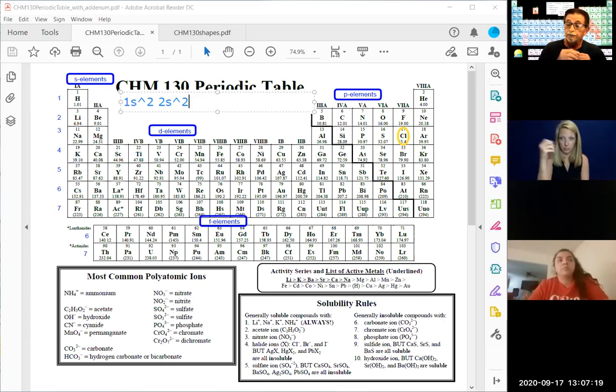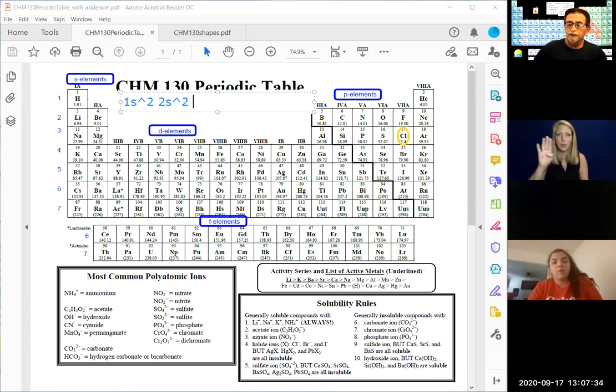Remember, the superscript is the number of electrons that I have. Well, as I'm going across, now, if you look, I'm at 4 electrons. So who else has 4 electrons? Well, look at that, element number 4, beryllium.